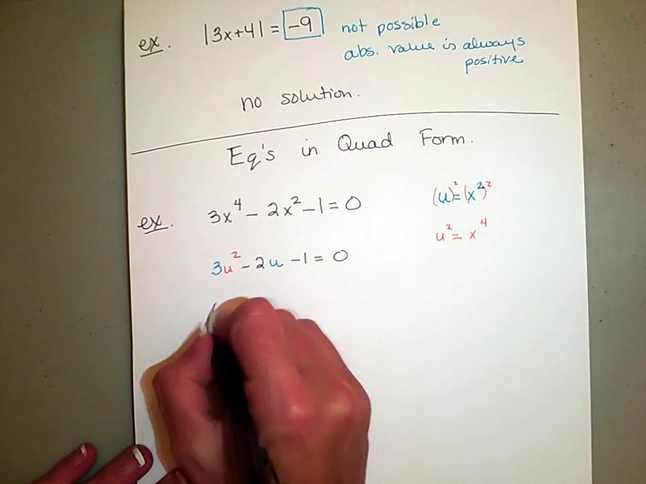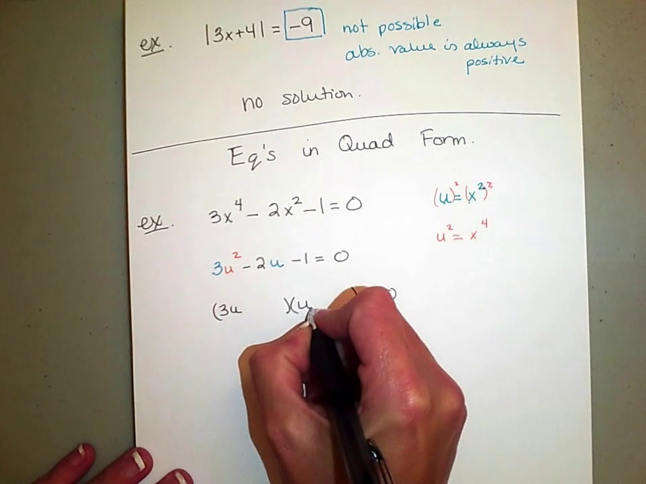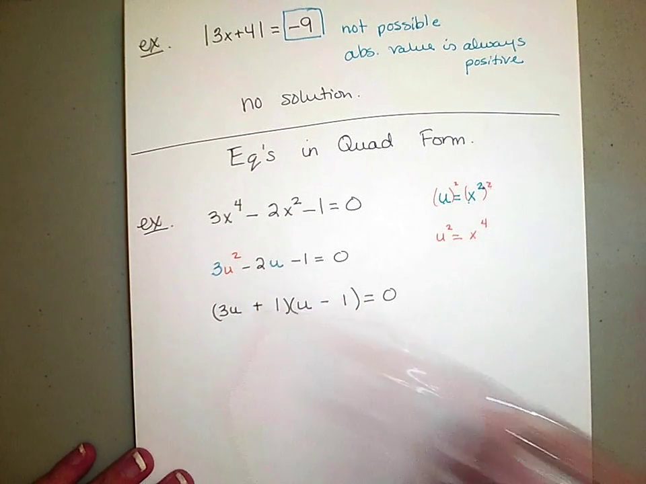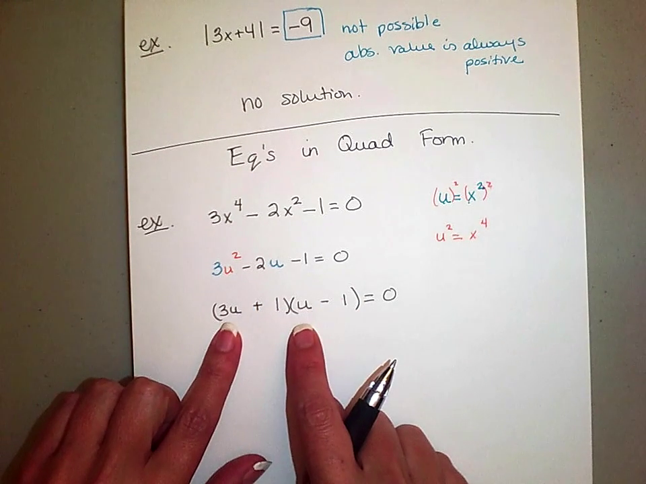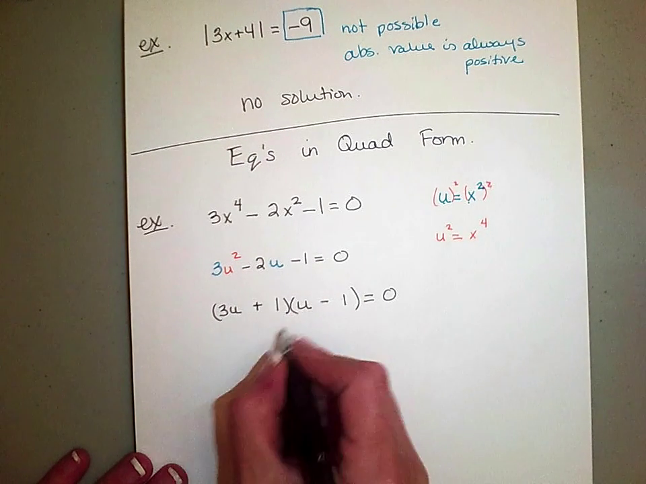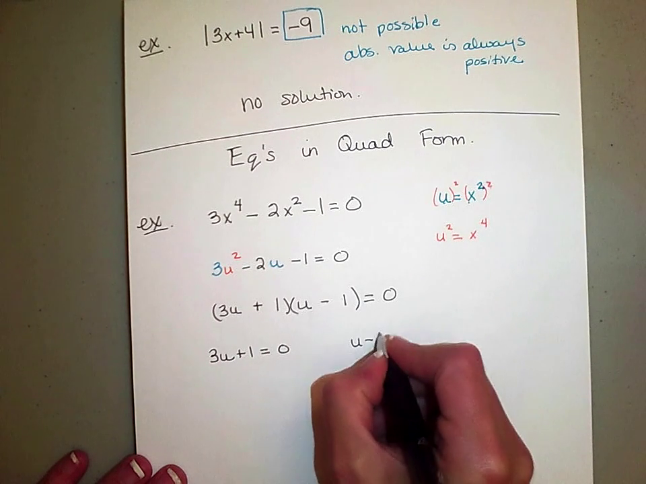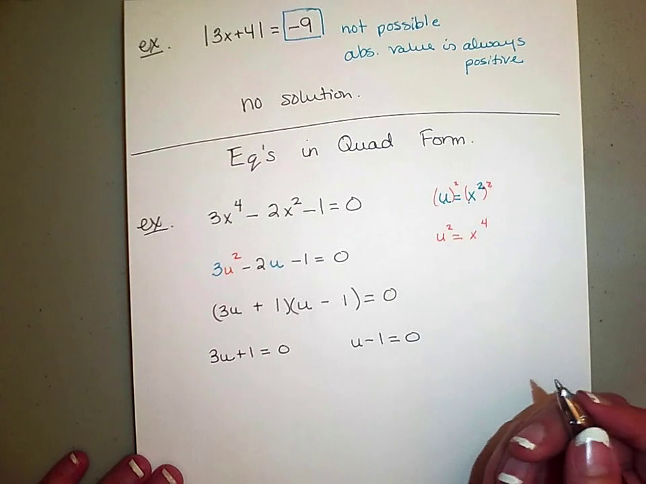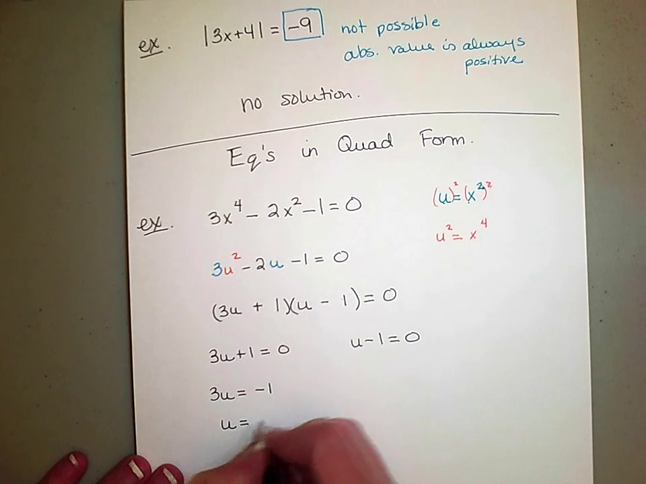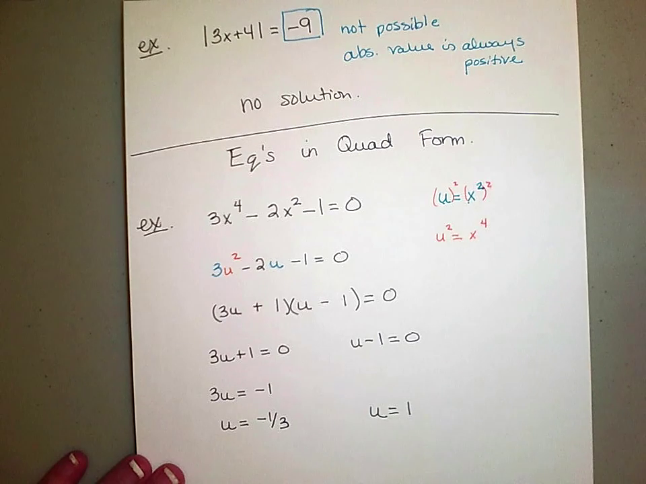Alright, now we could solve this. I think this will factor. 3u and a u. Only choices are 1 and 1. 3u squared minus 2u minus 1, my guess is 3u plus 1 times u minus 1. Okay. And now I can solve because it's factored. So it's either that 3u plus 1 equals 0 or u minus 1 equals 0. So 3u is equal to negative 1, or u is equal to negative 1/3. From here we see that u is equal to 1.